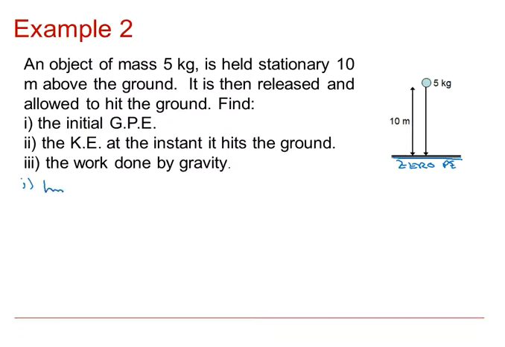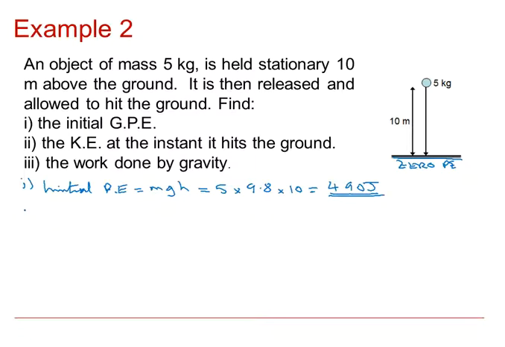So my initial potential energy is going to be mgh, so that's 5 kilograms, gravity 9.8, and the height above my zero level is 10 meters, so that gives me 490 joules of potential energy initially.